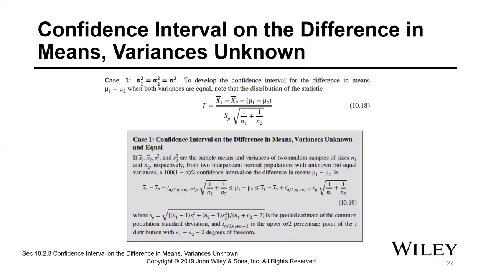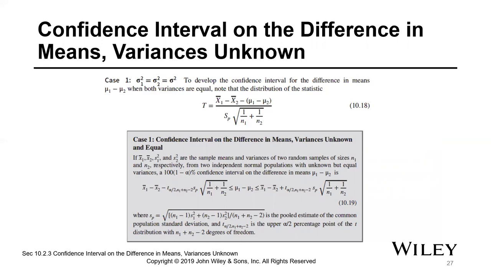You can build your confidence interval as the difference between the two means minus t alpha divided by 2, with the degrees of freedom of both populations, times your pooled S times the square root of 1 over N1 plus 1 over N2, is less than the difference. And that's also equal to the same thing but plus. So you do the same thing on both sides.